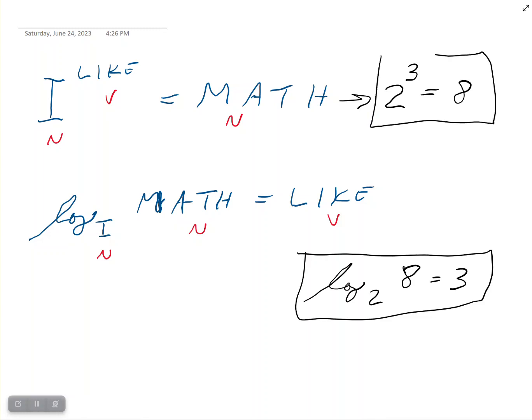But you could say that exponential functions are written in English and logarithmic functions are written in German. And when you start working problems with both exponential and logarithmic functions, what you're going to be doing is always switching from one to the other.